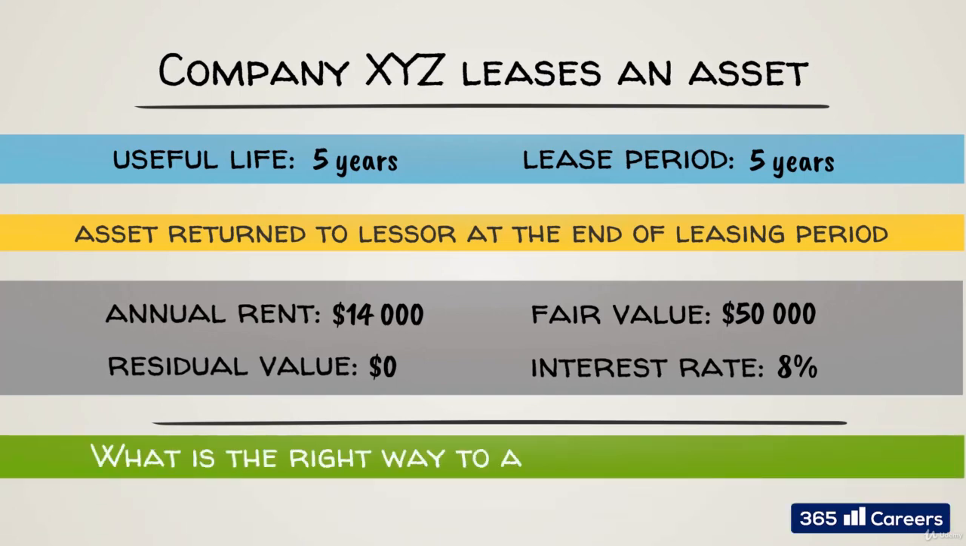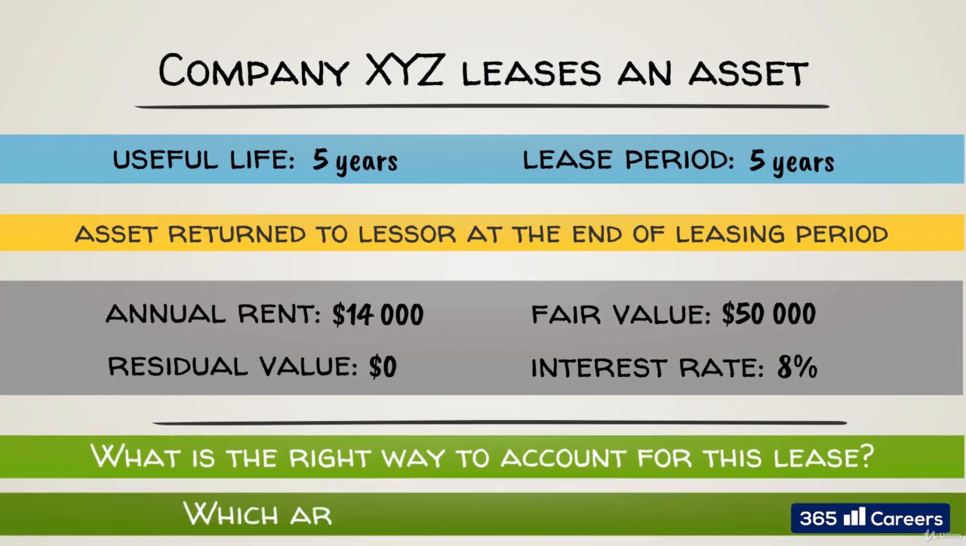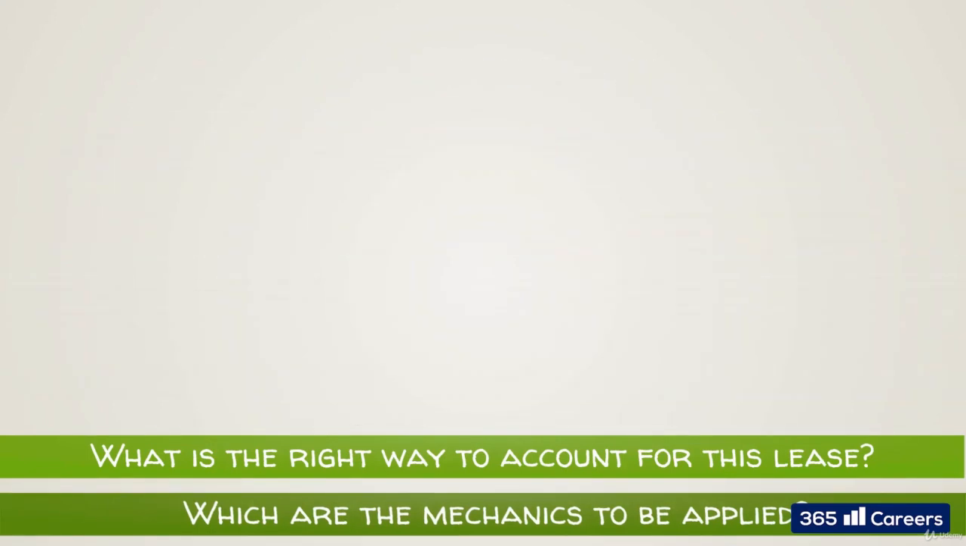The question is, what is the right way to account for this lease? Is this an operating or a finance lease? And which are the exact mechanics to be applied when accounting for the lease at the end of year 1?